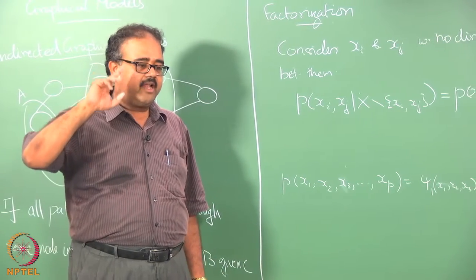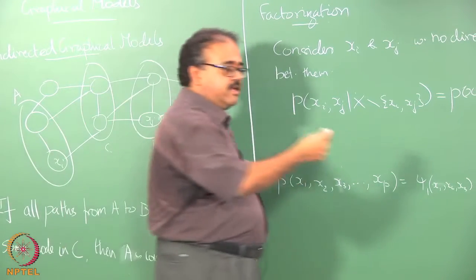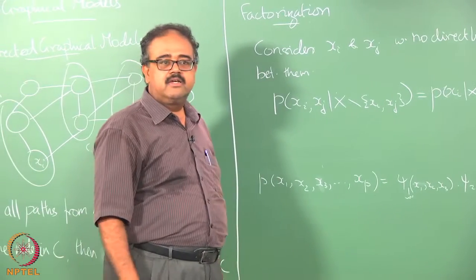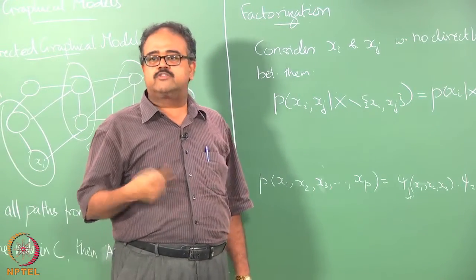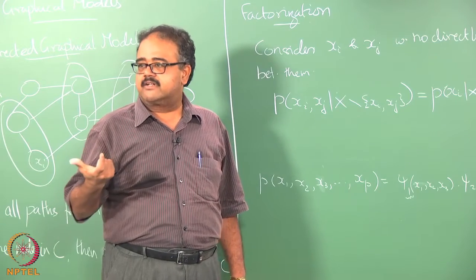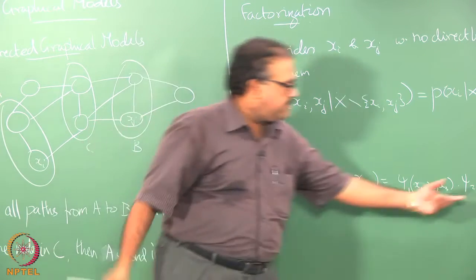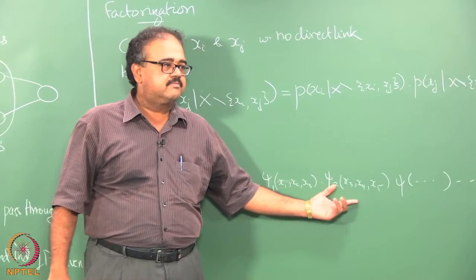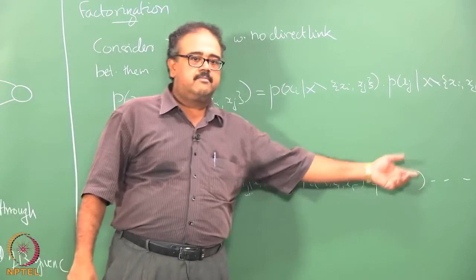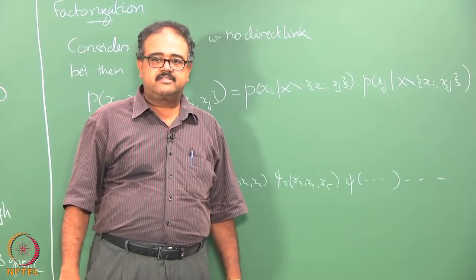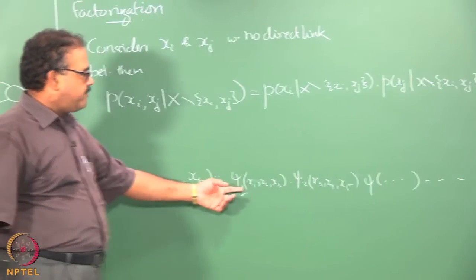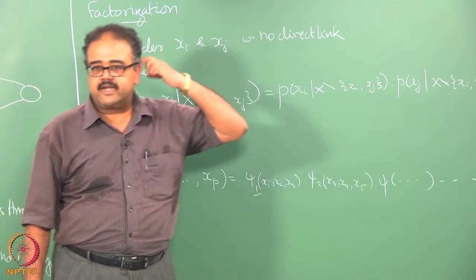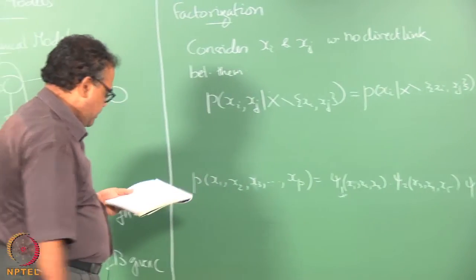In the directed case I also did the factorization, except that my psi had a very specific form. My psi would have been something like the probability of x1 given x2 comma x3, and psi 2 could have been the probability of x3 given x4 comma x5. Like that I could have written out multiple factors in the directed case. In the undirected case I have to figure out what these factors are going to be.